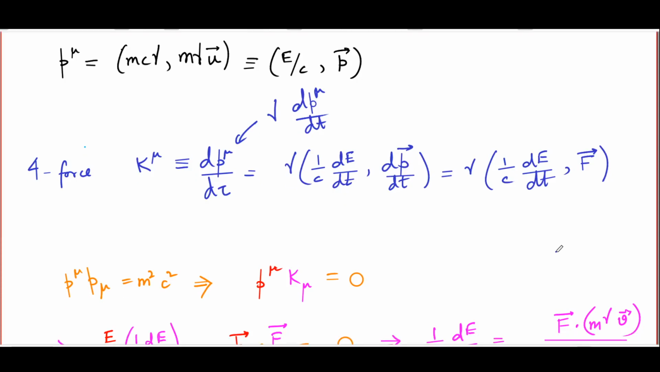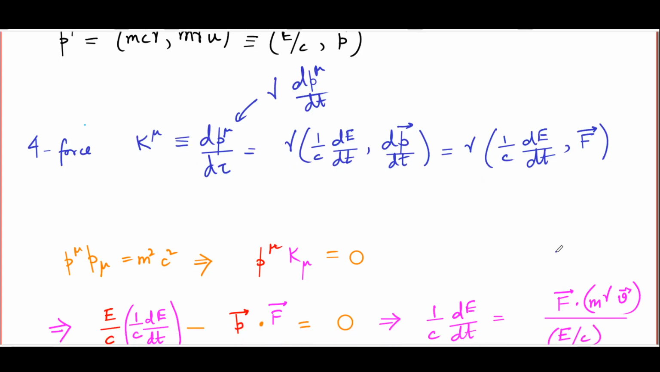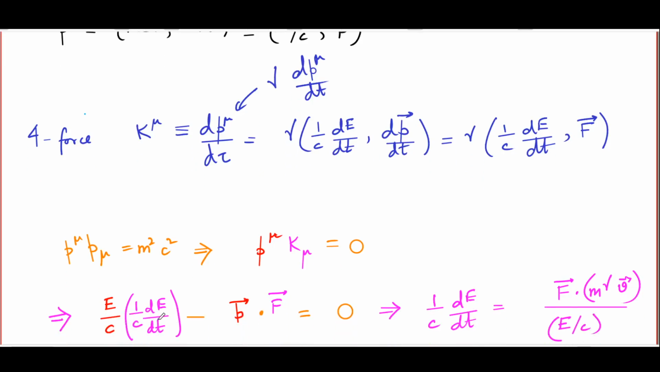If I just use the fact that k mu has to be orthogonal to p mu, this gives rise to the result E by c, which comes from p mu, times 1 by c dE dt, which apart from the factor gamma is k mu's temporal component, minus p vector once again from p mu, dotted with F. Of course, you had gamma F, but there's an overall factor gamma anyway, and since this result is 0, you can always divide through by the gamma to still get 0.